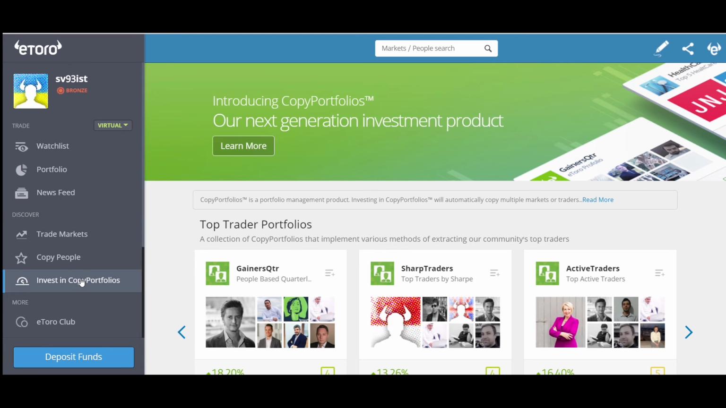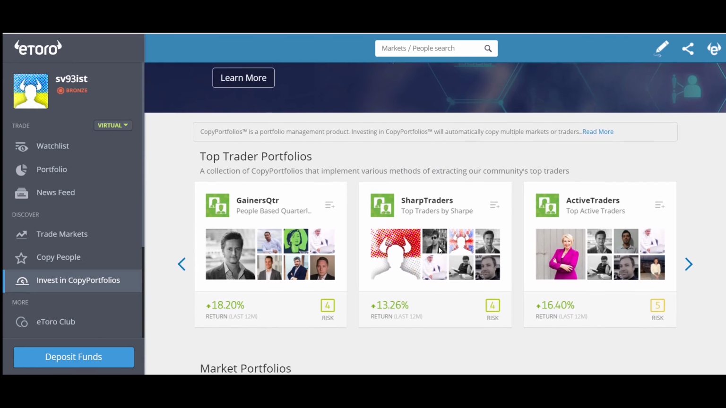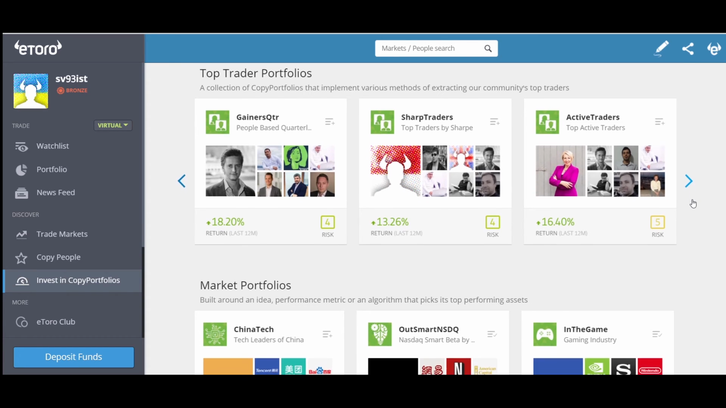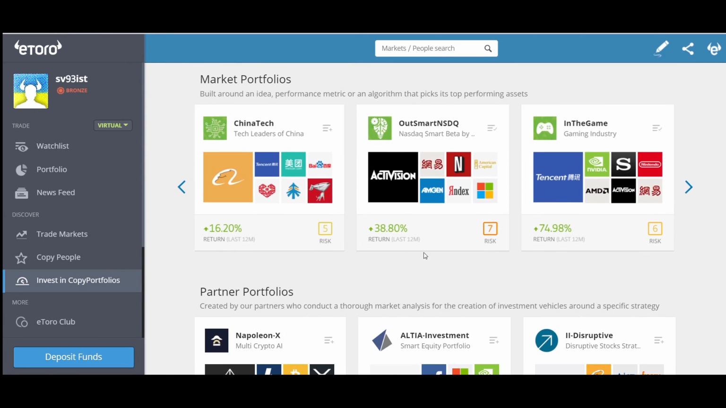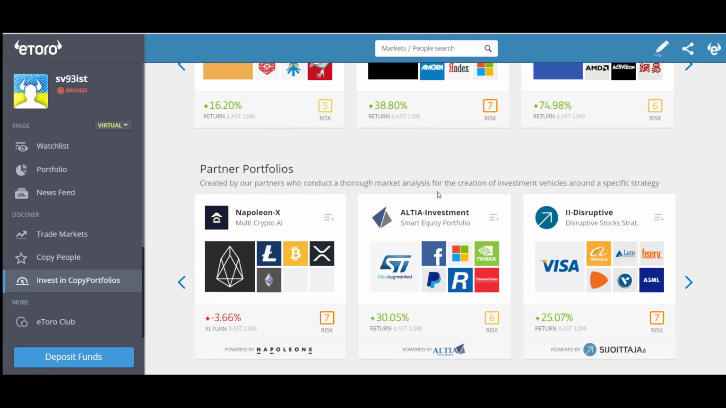The next section is CopyPortfolio. CopyPortfolios is a portfolio management product. Investing in CopyPortfolios will automatically copy multiple markets or traders. So there are also risks and gains shown that you can pick at your choice. Also, there are market portfolios that you can choose, like gaming industries or Outsmart Nasdaq. You can also invest in partner portfolios that have chosen stocks, and you can copy them as well.